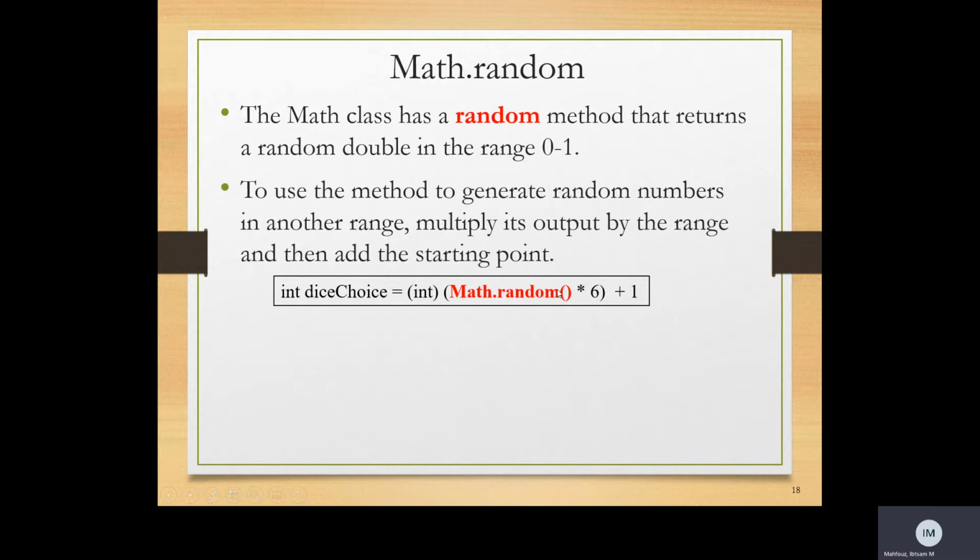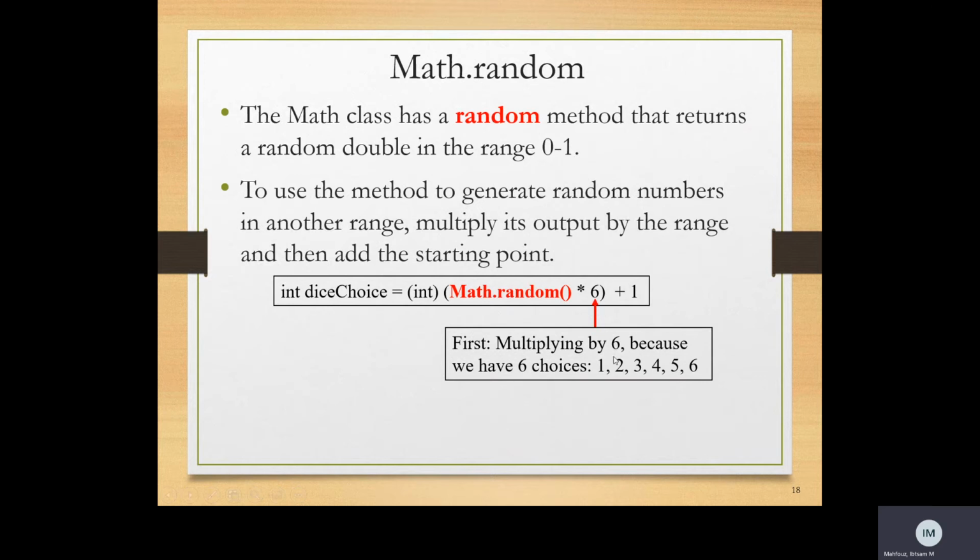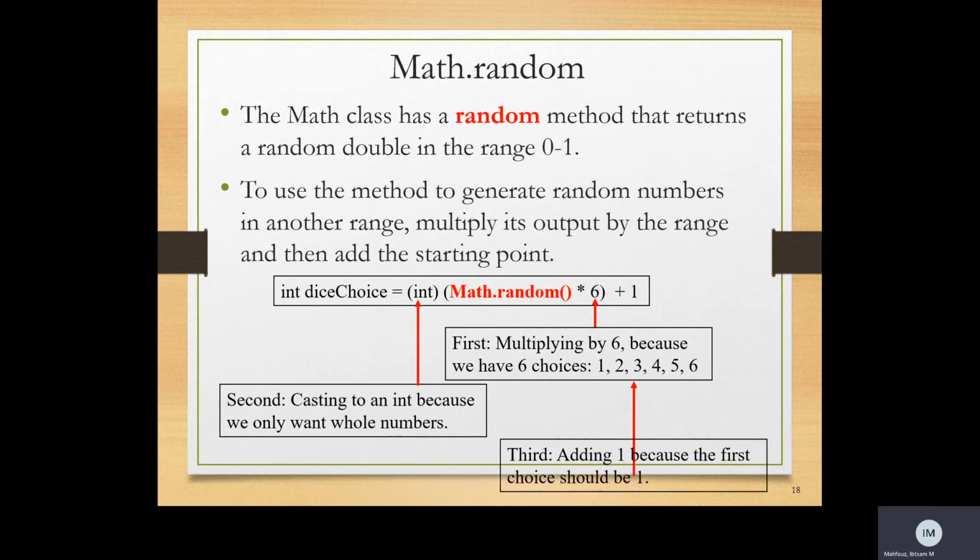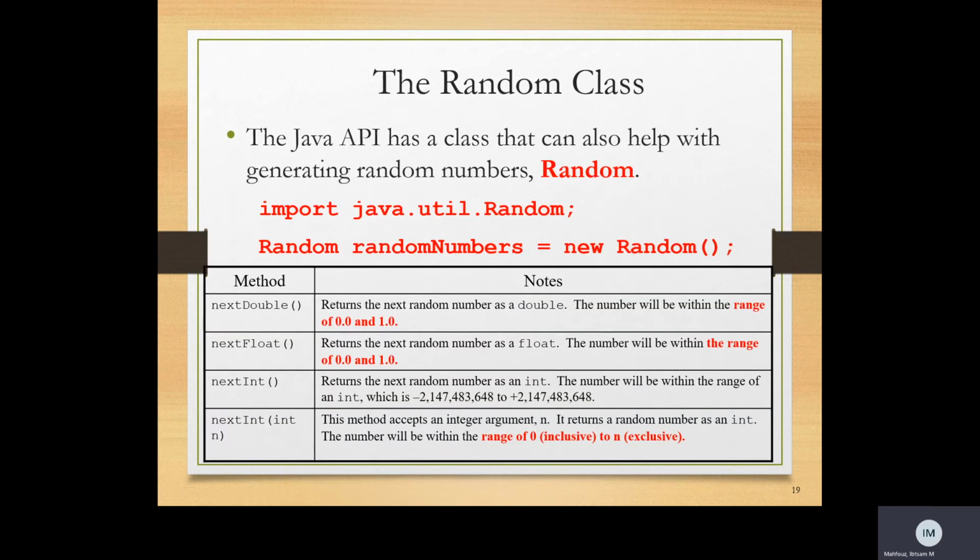Now here, because the smallest value it's going to give me is 0, that means if someone throws a dice, they might get the value 0. Well, that's not possible. So what I'm going to do is add 1. Whatever value it gives me, I'm going to add 1 to it so that I get 1 at the lowest. So we multiply by 6 so that we get all the numbers between 1 and 6.